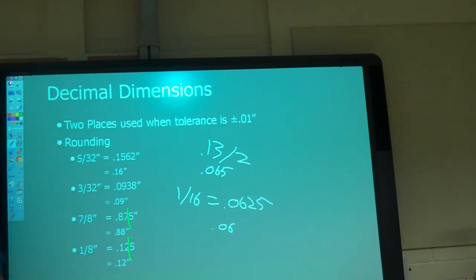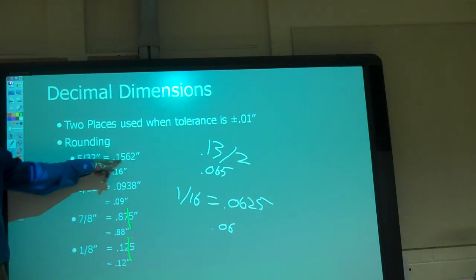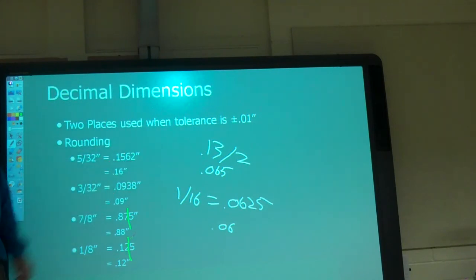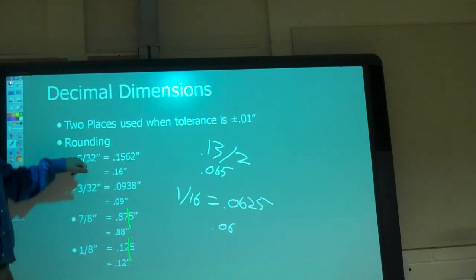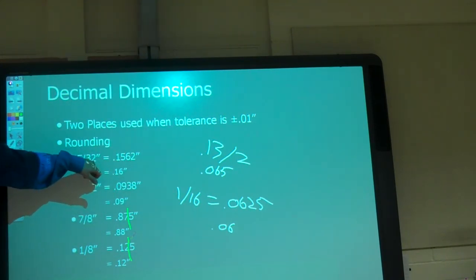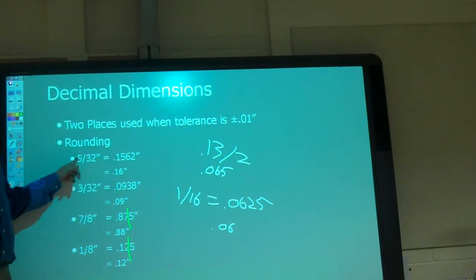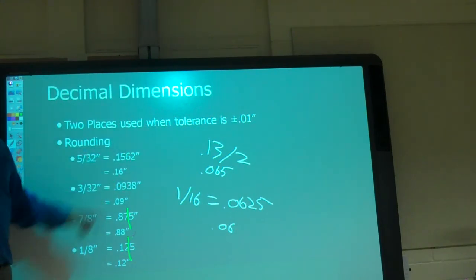How would you get that 0.15625? What's 5/32? You type in 5 divided by 32. That's how you do fraction conversion. Just divide the fraction.